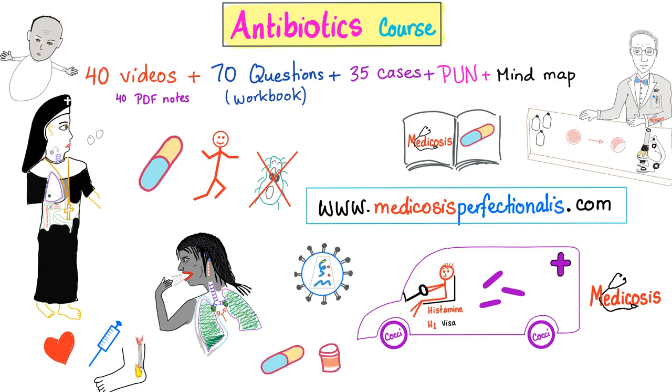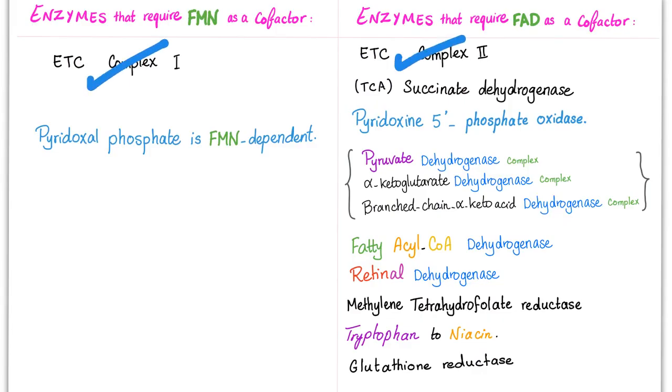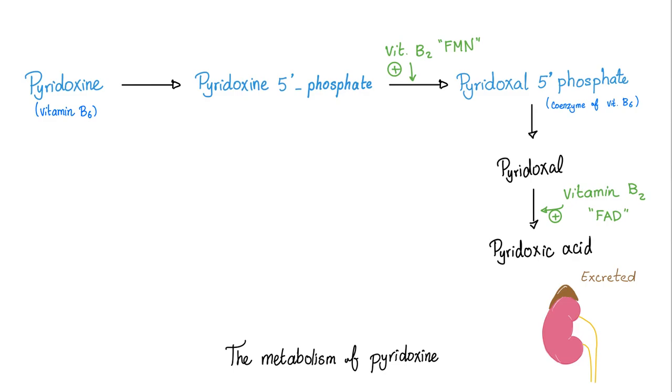You will love this. So we are done with this one, and this one. Let's talk about pyridoxine 5-phosphate oxidase. We're talking here about the metabolism of pyridoxine. If you have noticed, pyridoxine is vitamin B6.